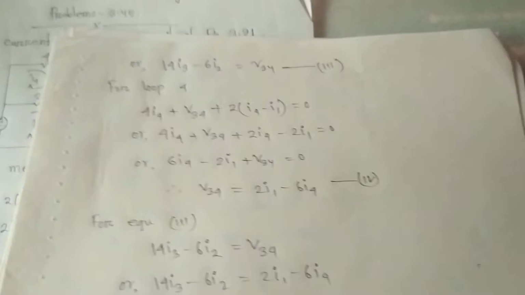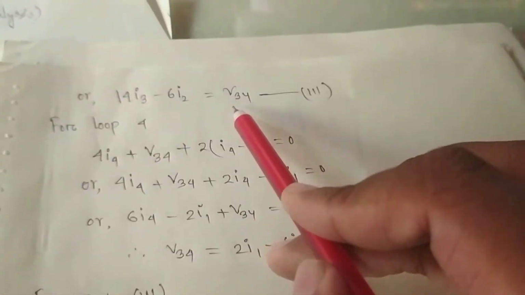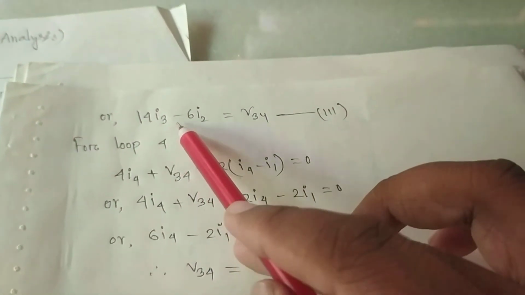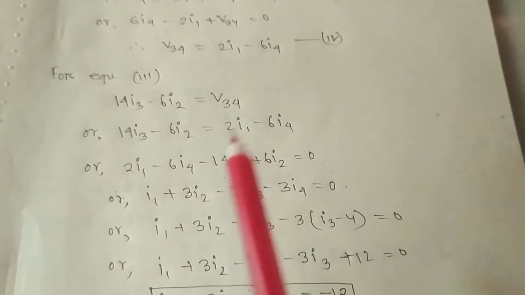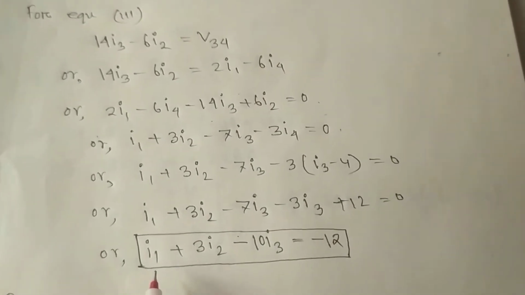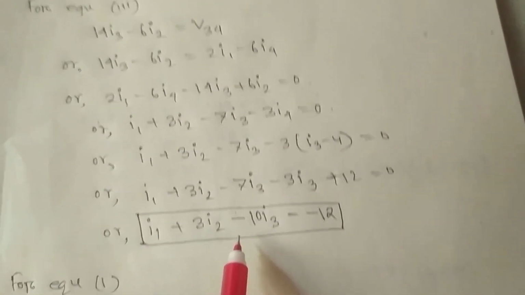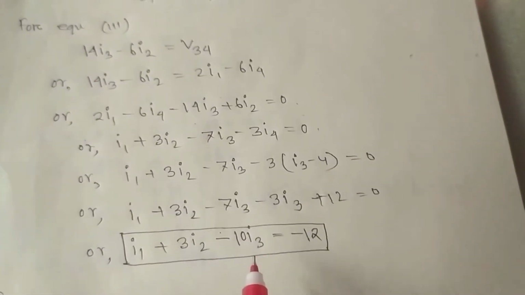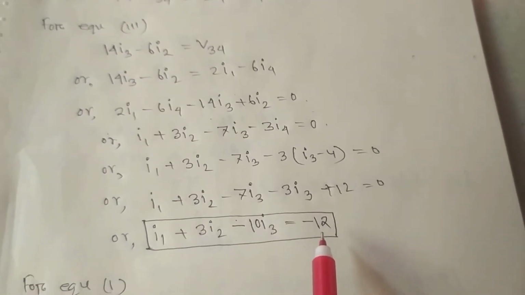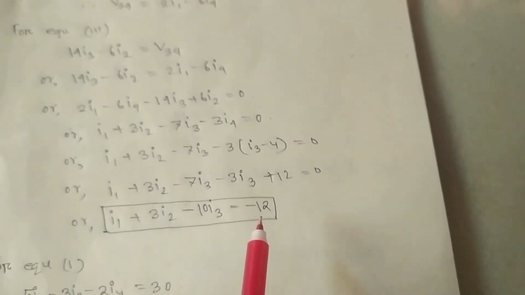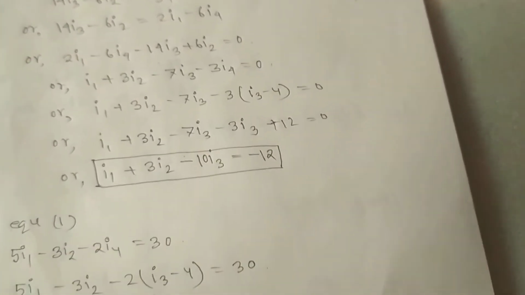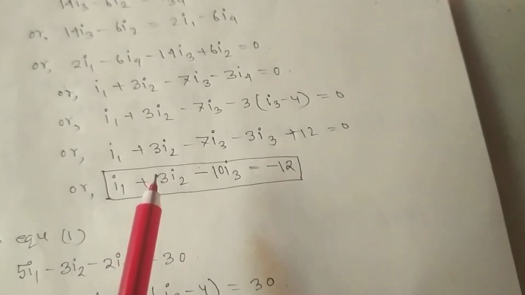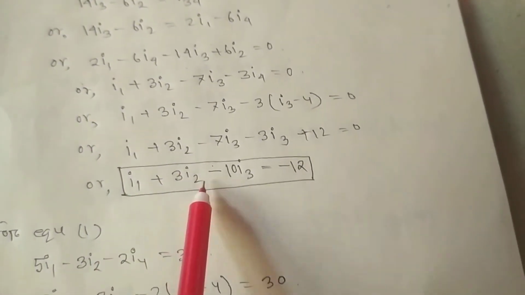For equation 3, 14 I3 minus 6 I2 equals V34. Using the V34 value, it is easily solved that I1 plus 3 I2 minus 10 I3 equals minus 12. We use Cramer's rule to solve this problem to calculate I1, I2 and I3. So these equations relate I1, I2 and I3.